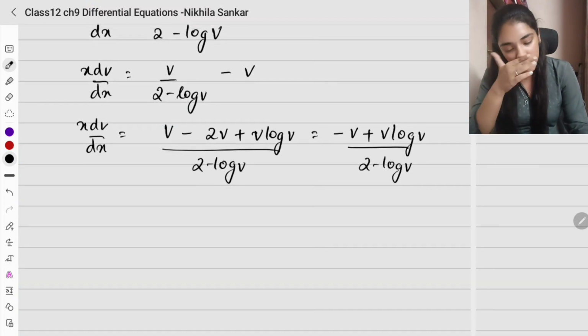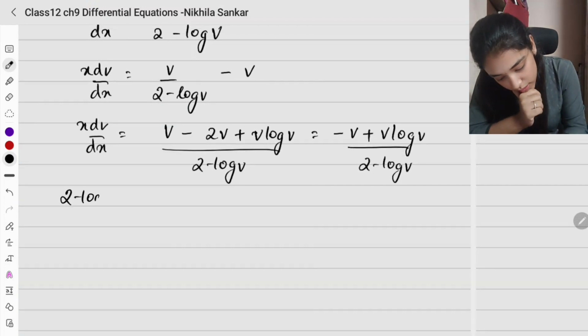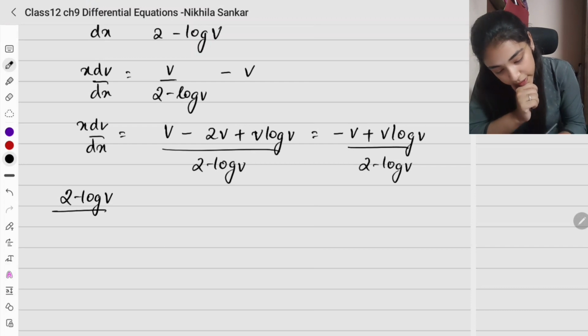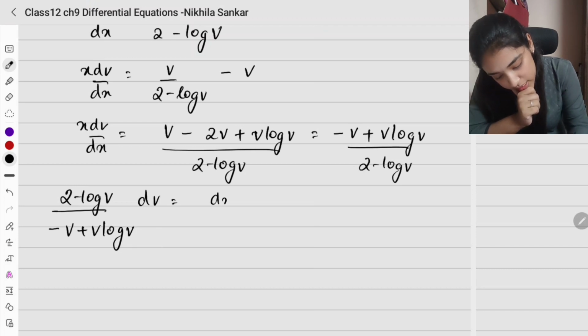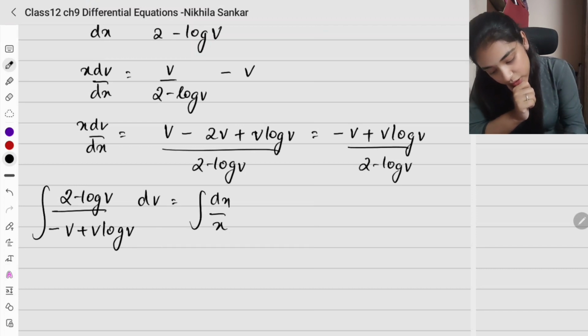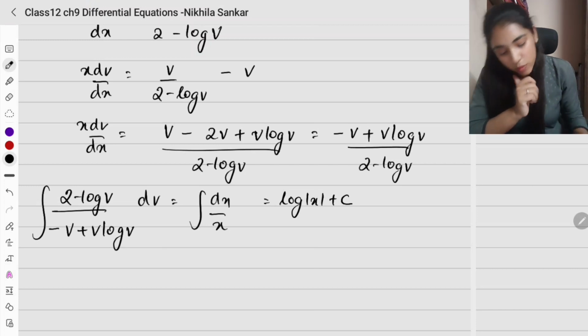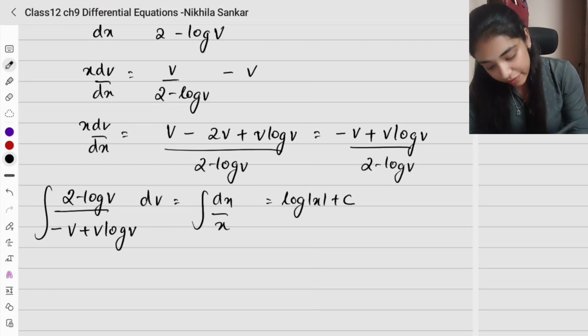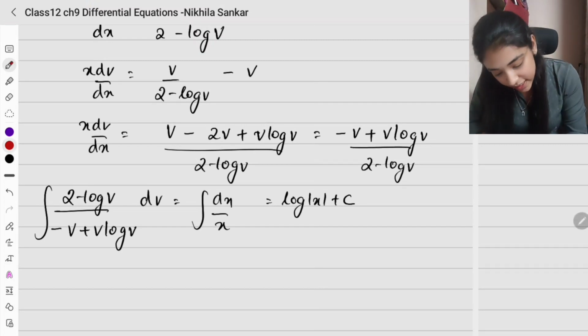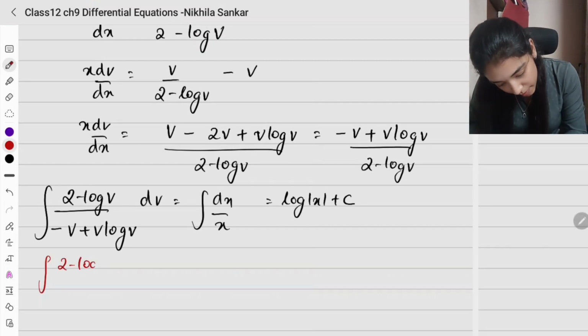Okay, now can we take v on one side and x on the other side? So I have 2 minus log v, the whole divided by minus v plus v log v, dv equals dx divided by x, integrating on both sides. So on the right side I have log mod x plus c. What is my left hand side going to be? My left hand side is going to look something like this. So integral of 2 minus log v, the whole divided by, I take v common.